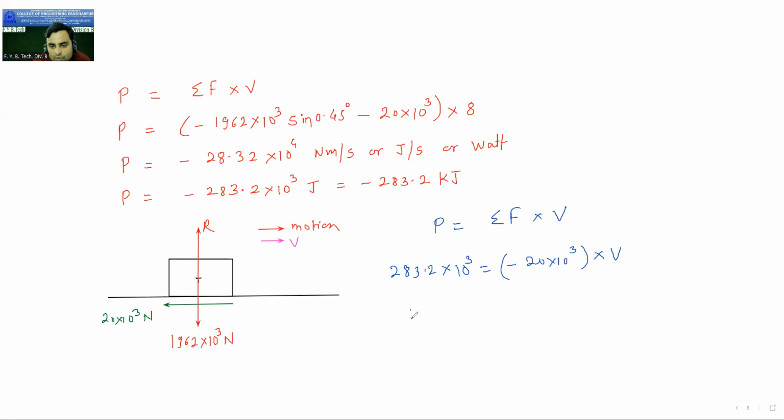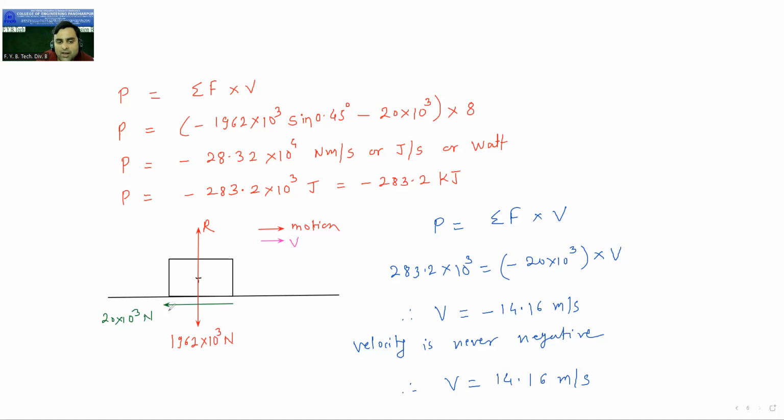Okay. So therefore, V is equal to, what is the velocity? What is the answer? Minus 14.16 meter per second. But here you can write velocity is never negative. Therefore, your final answer should be V is equal to 14.16 meter per second. Why has the minus sign come? It has come because of direction. The value is not negative. The sign negative is due to the direction.